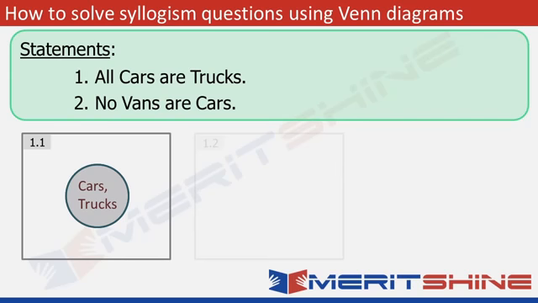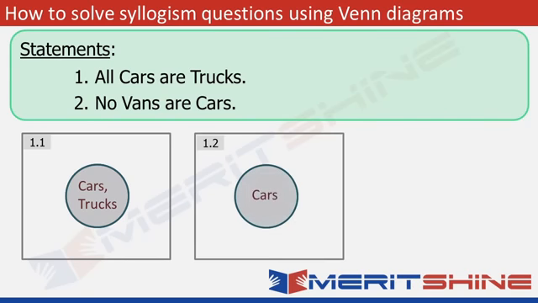And this is the second possibility. If this is cars, trucks would be bigger. So in this case, all the cars are contained within trucks, but there are some trucks that are not cars. So these are the two cases that we studied last time.